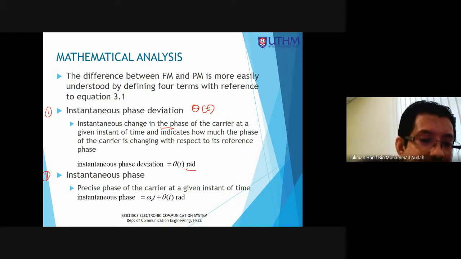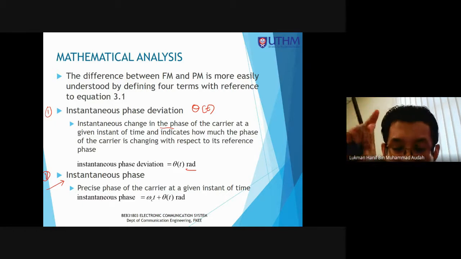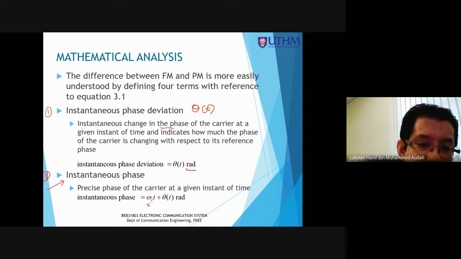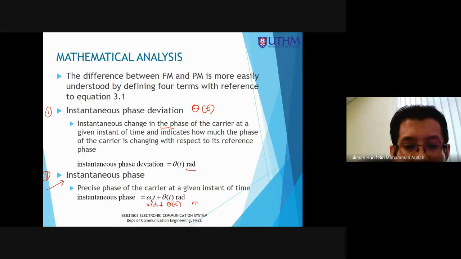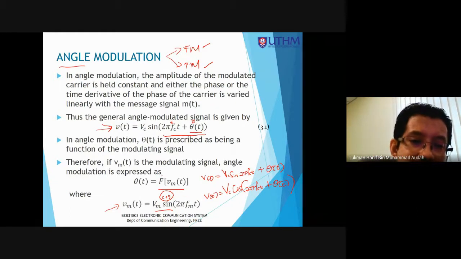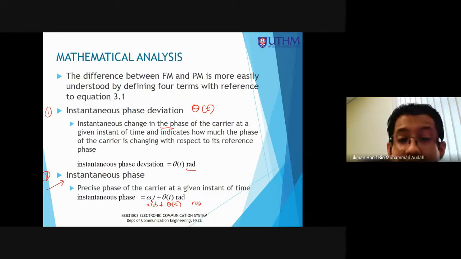Okay, and then what? Number 2, instantaneous phase. Instantaneous phase is the precise phase of the carrier, nilai sebenar carrier pada masa tertentu. Okay, it is defined as omega ct plus theta t. Ini adalah yang tadilah 2 pi fct plus theta t. Dan unitnya adalah radian. Nampak? So daripada general equation, maknanya theta t ni adalah instantaneous phase deviation, dan 2 pi fct plus theta t ini adalah instantaneous phase. Dan kedua-dua ini sebenarnya adalah parameter untuk phase modulation. Nanti kita akan lihat. Okay, unitnya adalah dalam radian.